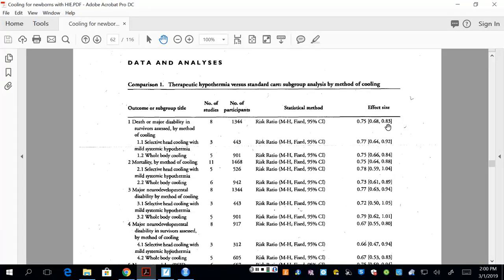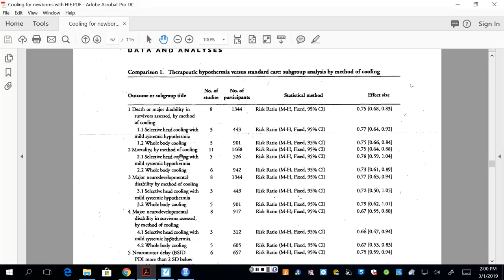And the confidence interval shows you, well, how far is it below? Are we sure it's below 1? Yeah, so this is all clearly below. Even if this had been off a little bit from the truth, it's still way below 1. Right? I think there was a couple ways of whole body cooling or head cooling. Both of those showed the same benefit.